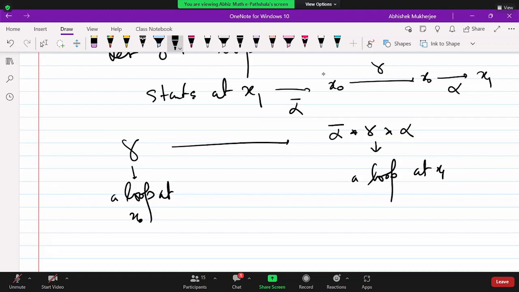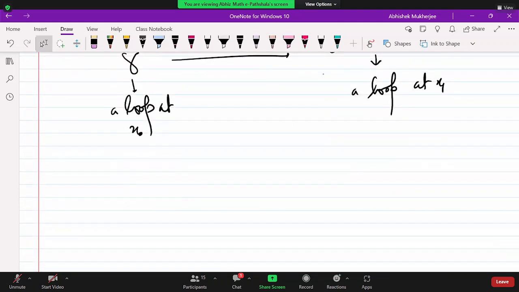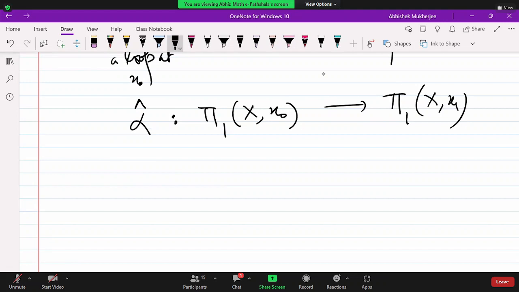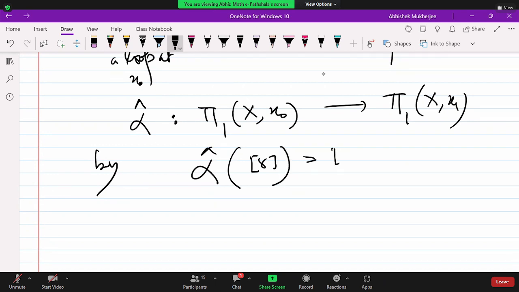Therefore, we are making some association between the loops based at x naught and the loops based at x1. So this gives you a map. Let us denote it by alpha cap, because it depends on alpha, right? That is why we are denoting it by alpha cap, which is from pi1 of X comma x naught to pi1 of X comma x1, and the map is given by this rule: first alpha bar, then gamma, then alpha. Okay, this is true.